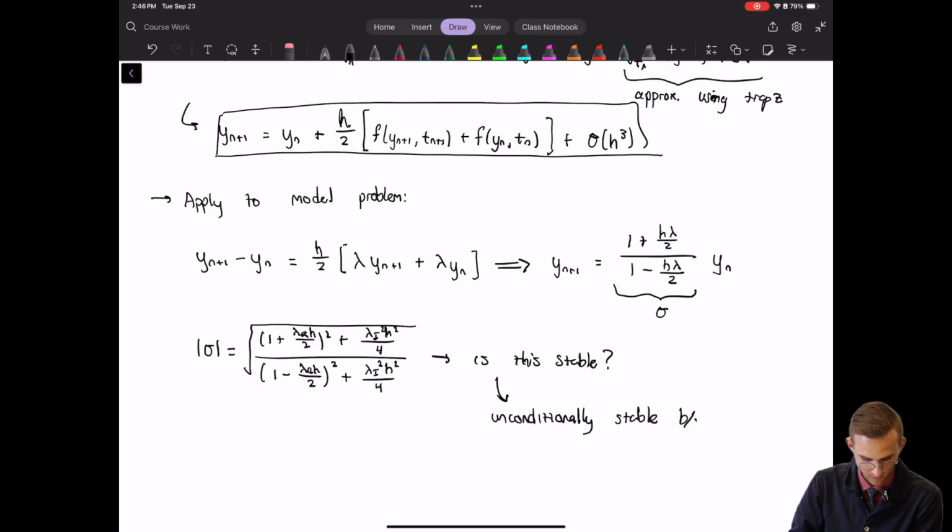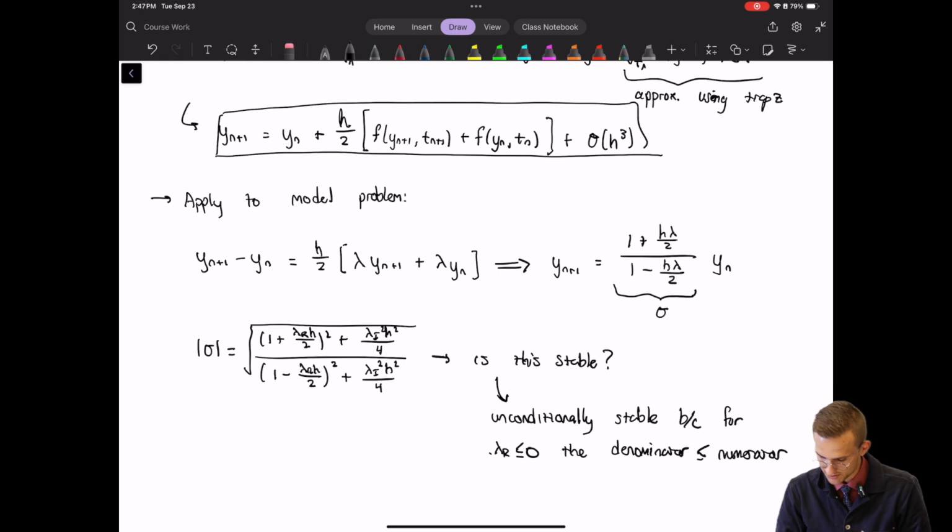Because for non-growing solutions, for lambda r less than or equal to 0, the denominator is strictly larger than the numerator, which will always give you a complex magnitude that is less than 1.